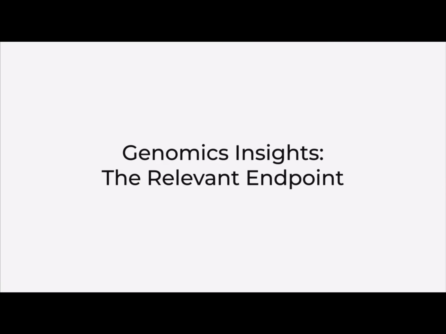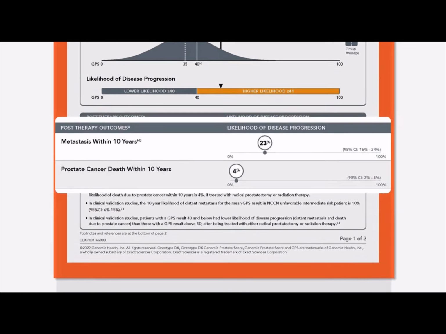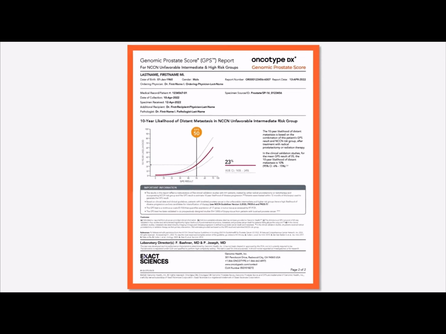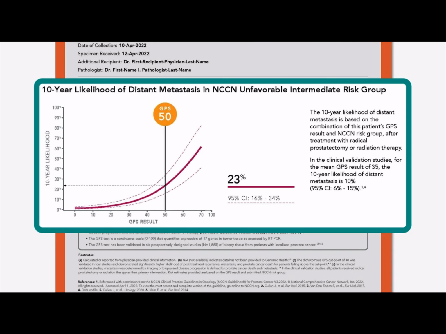For instance, if the patient chose radiation therapy but wanted to minimize side effects by avoiding adding androgen deprivation therapy, which might otherwise be recommended based on clinical classification alone. Genomics Insight, the relevant endpoint. In the clinical validation studies, all patients received radical prostatectomy or radiation therapy as their primary intervention. The risk estimates provided are based on the GPS result and submitted NCCN risk group. When discussing these numbers with your patient, you may want to refer to the curve on the second page, which gives the confidence intervals around the likelihood of distant metastasis.